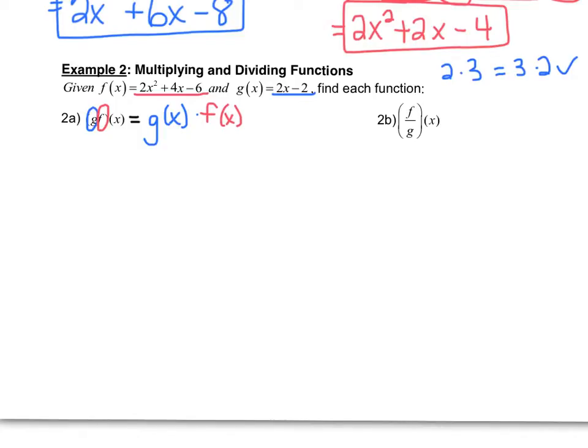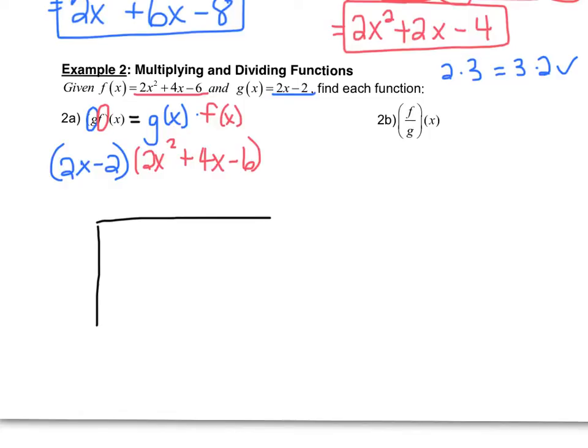But because of the order of this problem, I'll write down the g of x function, the blue one, first, and I'm going to put it in parentheses. And I'm going to multiply it by the f of x function, the red one, also in parentheses. So if you learn anything today, it's to put your functions in parentheses. So it looks like we have ourselves a 2 by 3 problem.